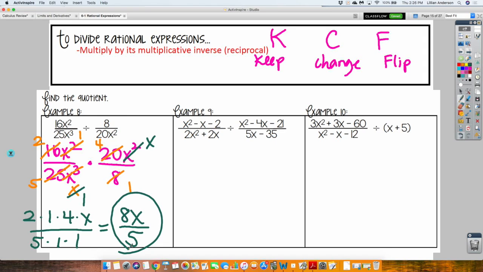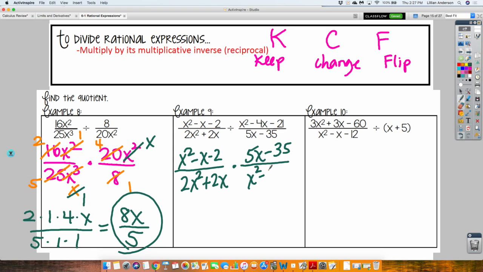Now, normally I wouldn't write out that multiplication part, that first part in green, but I'm just making sure everyone can see where these numbers are coming from. So remember, when you're dividing, you want to keep, change, flip. I want to keep my first fraction, change that division to multiplication, and then flip my second fraction. From there, we simplify.